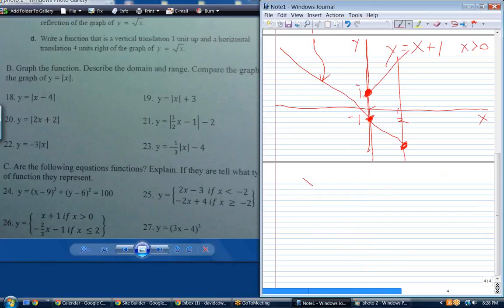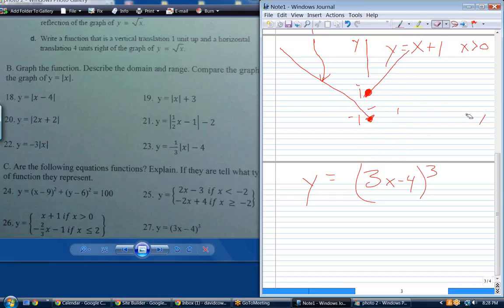Y equals 3x minus 4 cubed. If this is a function, then it must have a parent function. What would its parent function be? Most elementary functions are created from a transformation of the parent function. What would this parent function be?